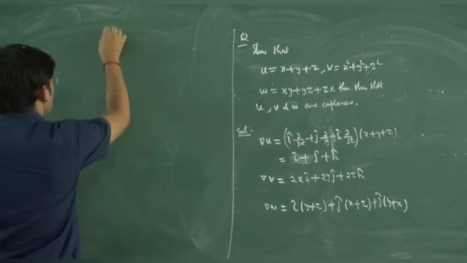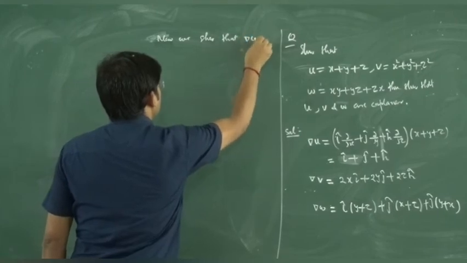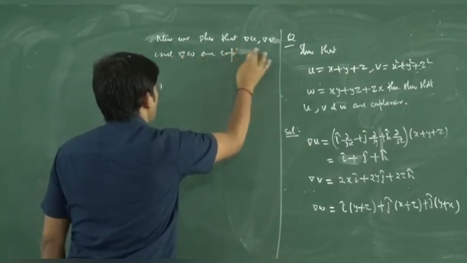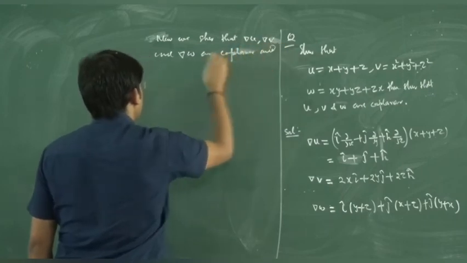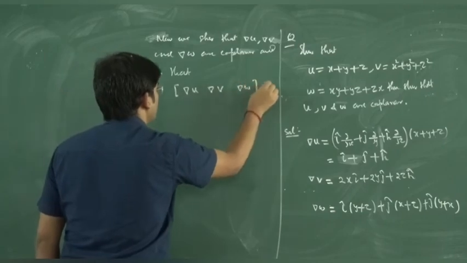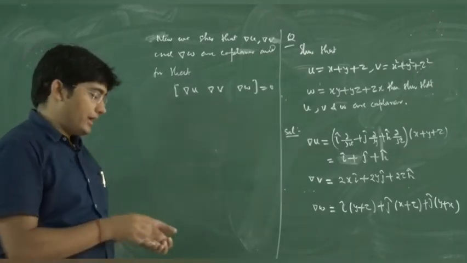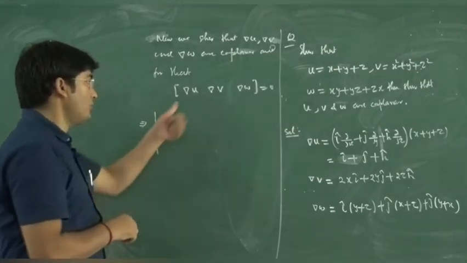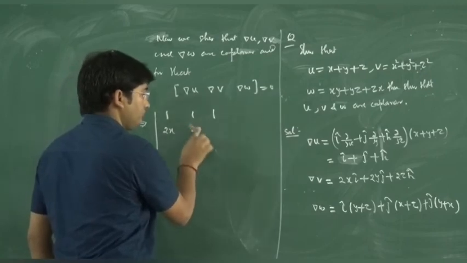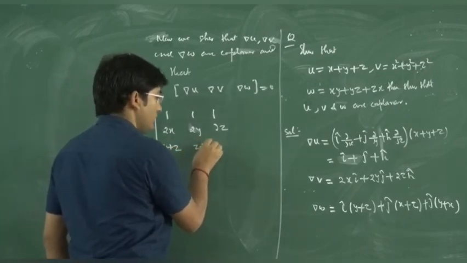So we show that grad u, grad v and grad w are coplanar. And for that we prove that this scalar triple product is equal to 0. So we will show that the bracket [A, B, C] is equal to 0. That means this scalar triple product is 0, and we can also write it as a determinant: the components of del u are 1, 1, 1, the components of del v are 2x, 2y, 2z, and the components of del w are y plus z, z plus x, and then x plus y.